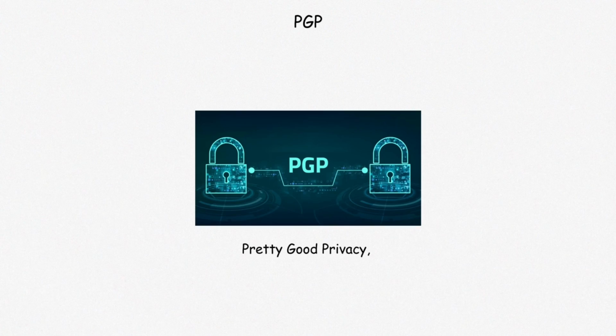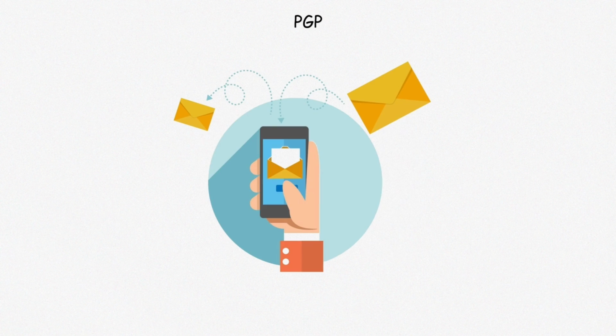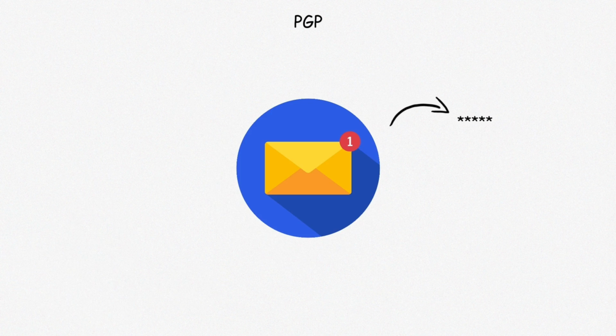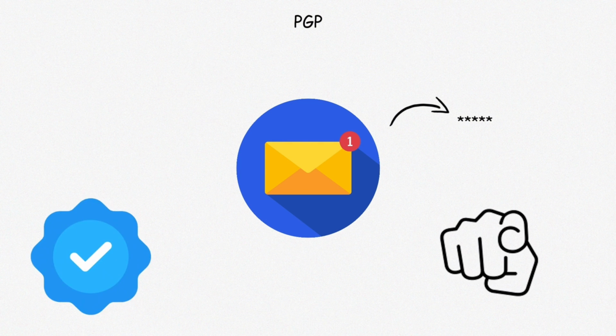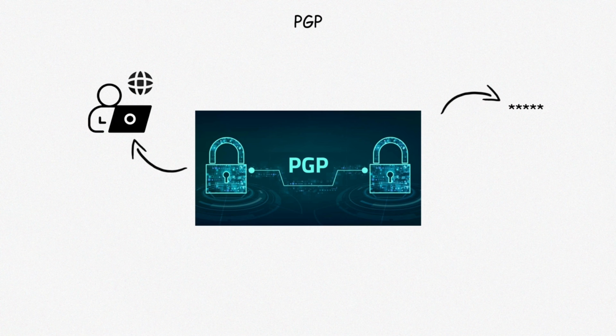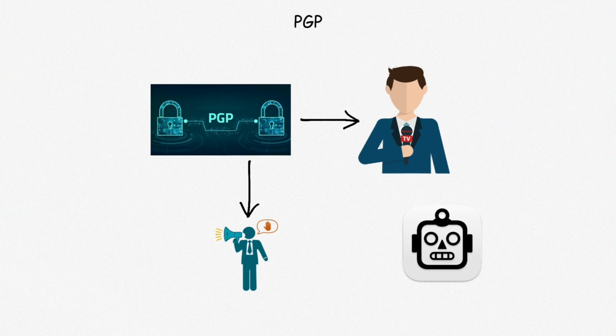PGP, or Pretty Good Privacy, is used to secure emails and files. It combines both symmetric and asymmetric encryption. When you want to send someone a private message, you use their public key to encrypt it, and only their private key can unlock it. The message is also signed with your private key, so they can verify that it came from you. PGP is decentralized, meaning there's no central authority. You manage your own keys. It's commonly used by journalists, whistleblowers, and anyone who needs strong privacy without relying on third-party services.